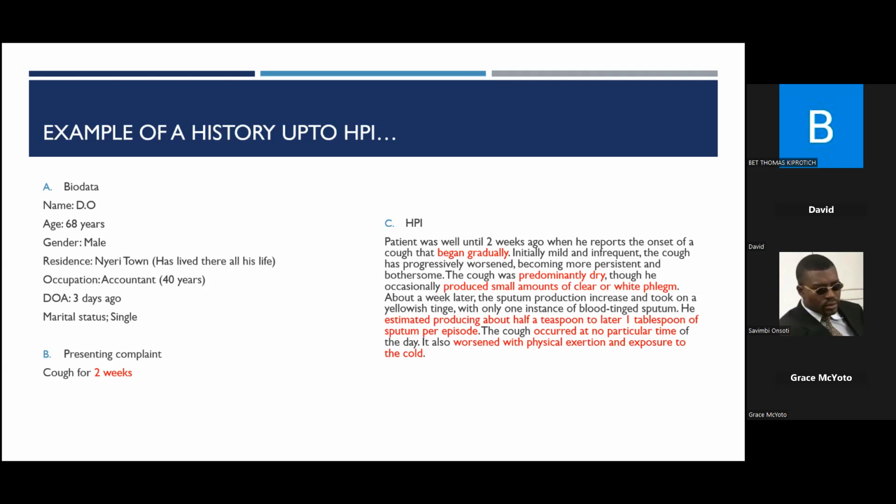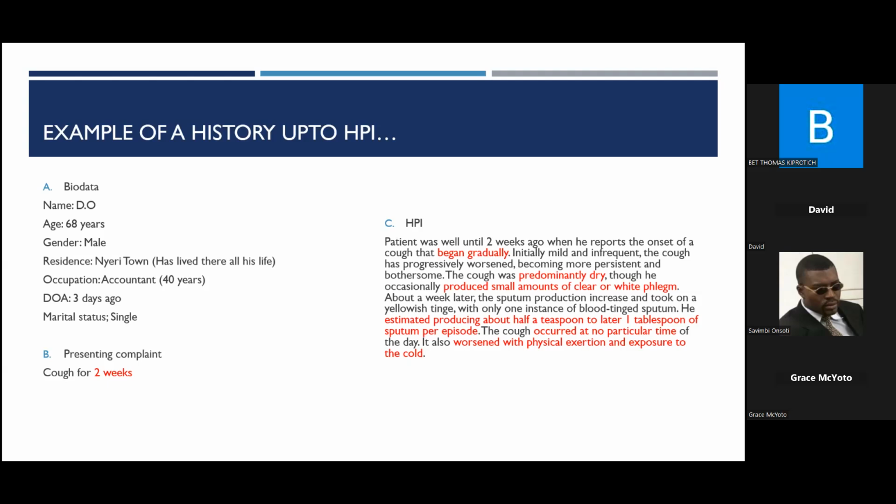So once you're done with the biodata, now comes the presenting complaint. Keep it simple, in layman's terms. Also include how long they've been ailing from this. So here we have a cough for 2 weeks. Now comes the HPI, the history of the presenting issue.